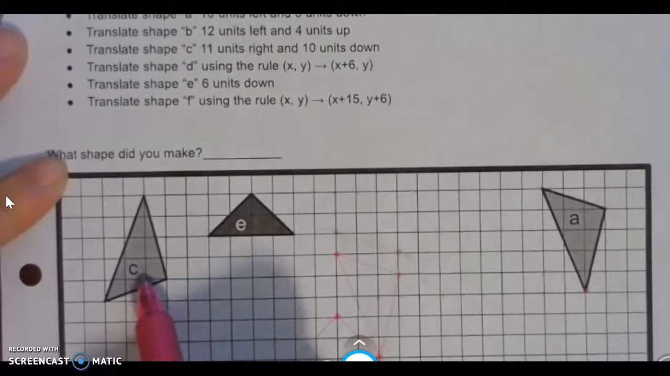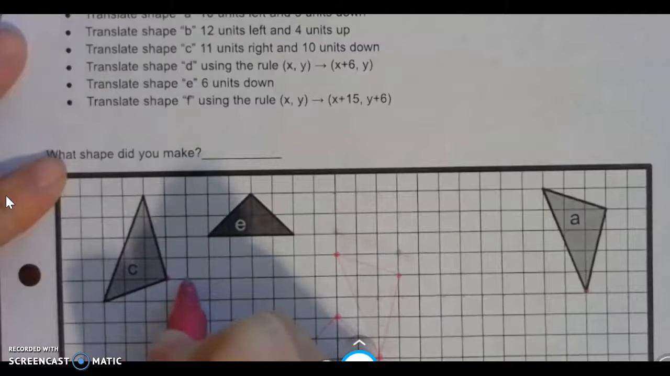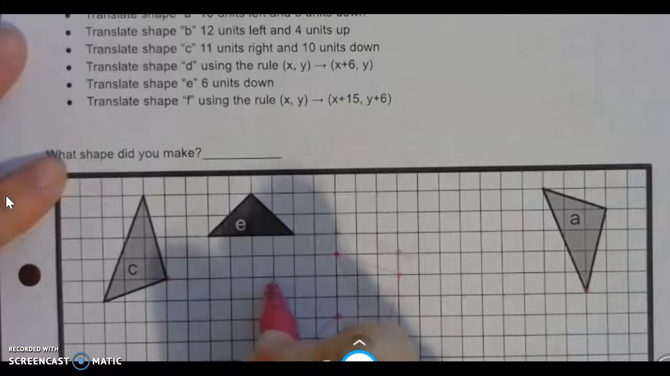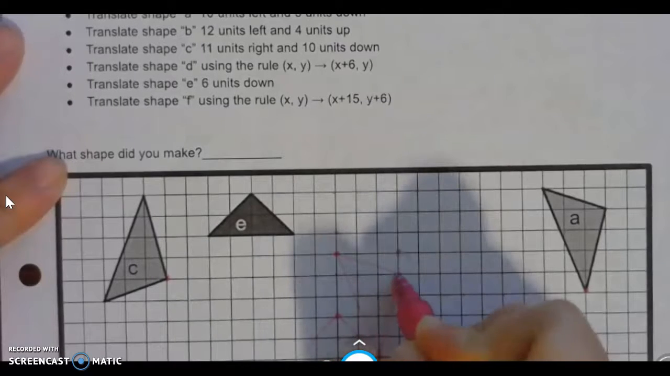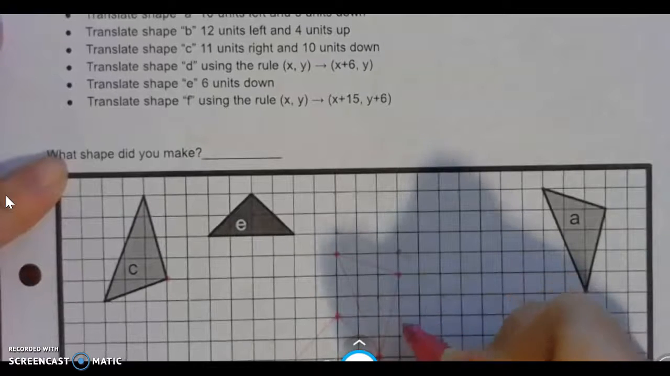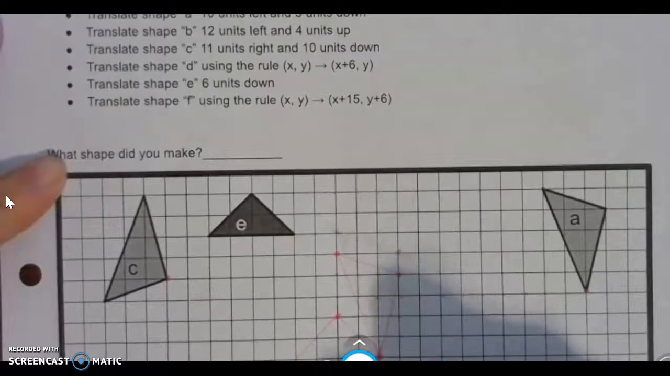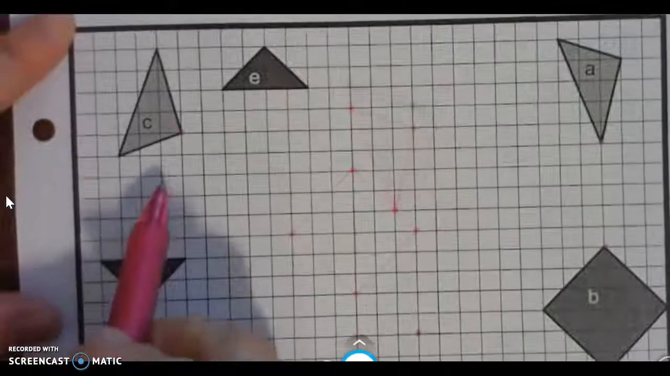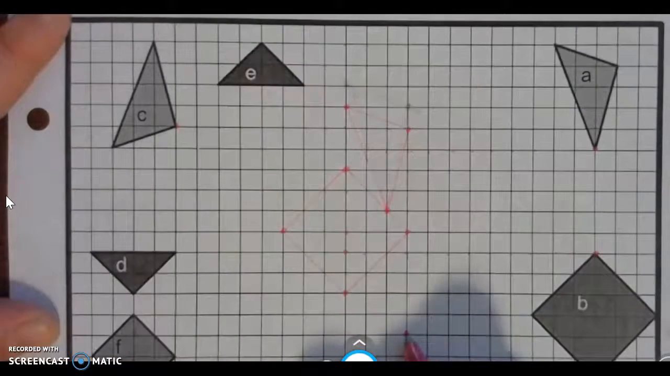C, 11 to the right, so let's start with this point here. 11 to the right. 1, 2, 3, 4, 5, 6, 7, 8, 9, 10, 11. And then 10 down. 1, 2, 3, 4, 5, 6, 7, 8, 9, 10. 10 down is right here. So this is the point that corresponds to the right corner here.